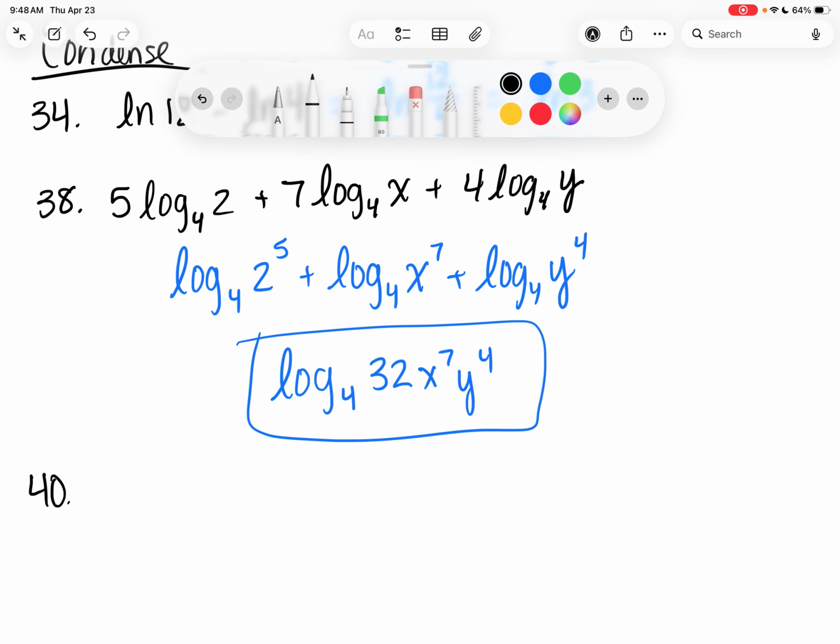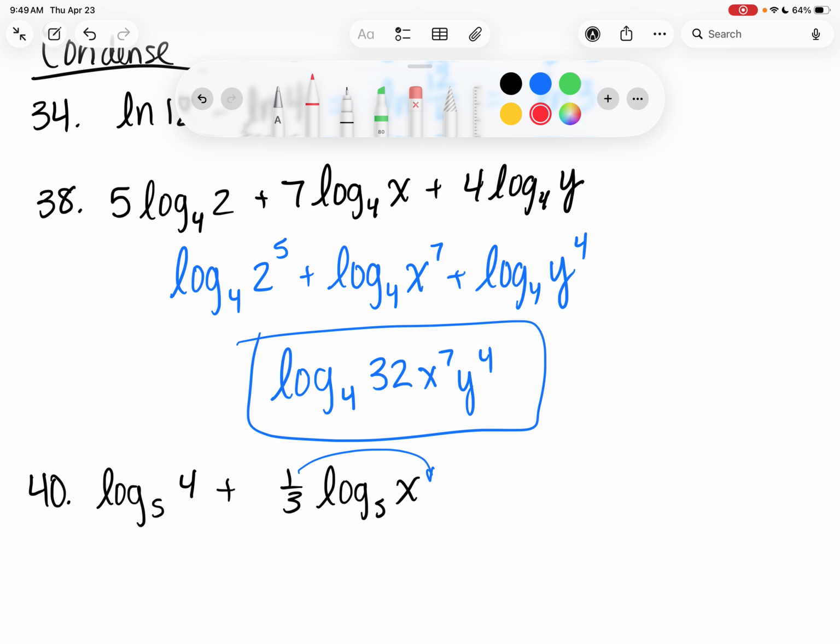40. Log base 5 of 4 plus 1/3 log base 5 of x. So it's a cube. Yes, it is. So I'm going to move this up here. You can either leave it as x to the 1/3 or write it as the cube root of x. Either way is fine.